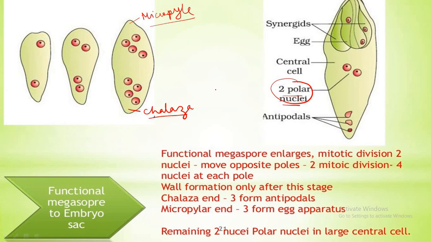I hope this is clear. After this, there will be division of the cytoplasm, which will result in formation of 3 antipodal cells towards the chalazal end and 2 synergids and 1 egg cell towards the micropylar end. ठीक है, और जो सेंटर में सेल होगा which has the 2 polar nuclei is known as the central cell. Clear?